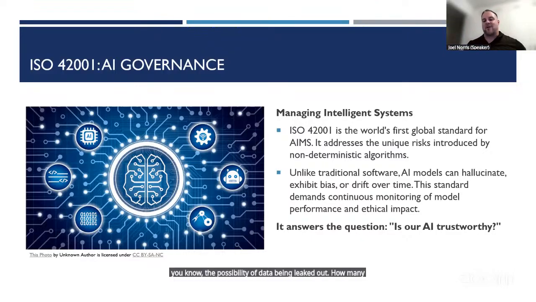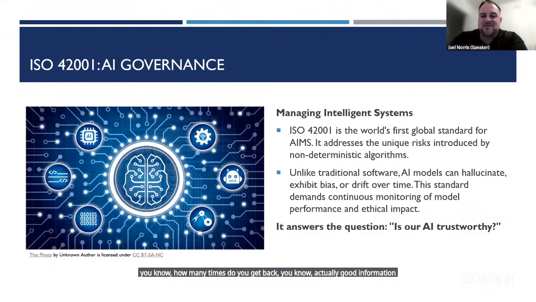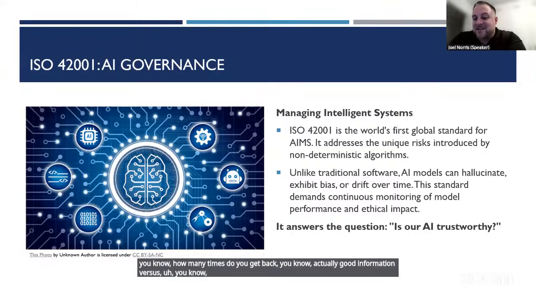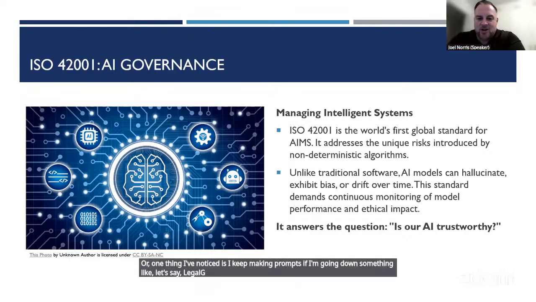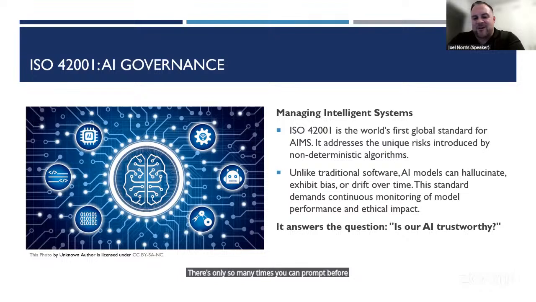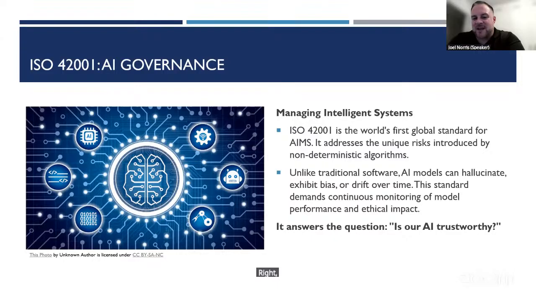How many of you have ever played around with, let's take it in simple terms, something like Bedrock or GPT or Gemini or any of that stuff, and you start asking questions, start making prompts? How many times do you get back actually good information versus misinformation? One thing I've noticed is if I keep making prompts, let's say with legal GPT, where I'm playing around with contracts, there's only so many times you can prompt before you start getting what they call hallucinations inside the models, right? Where the data stops making sense.